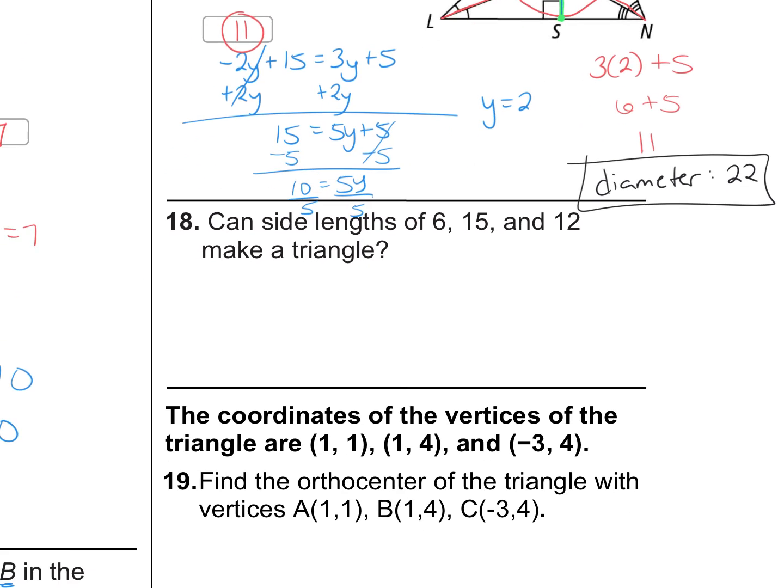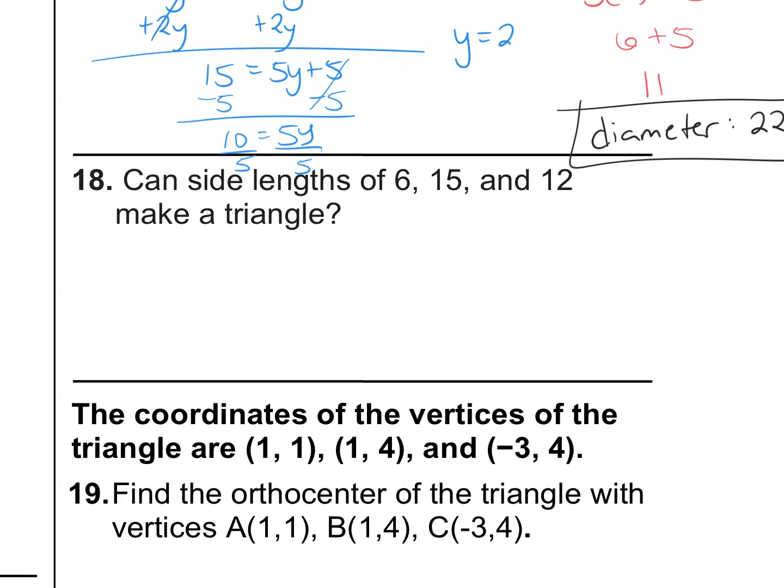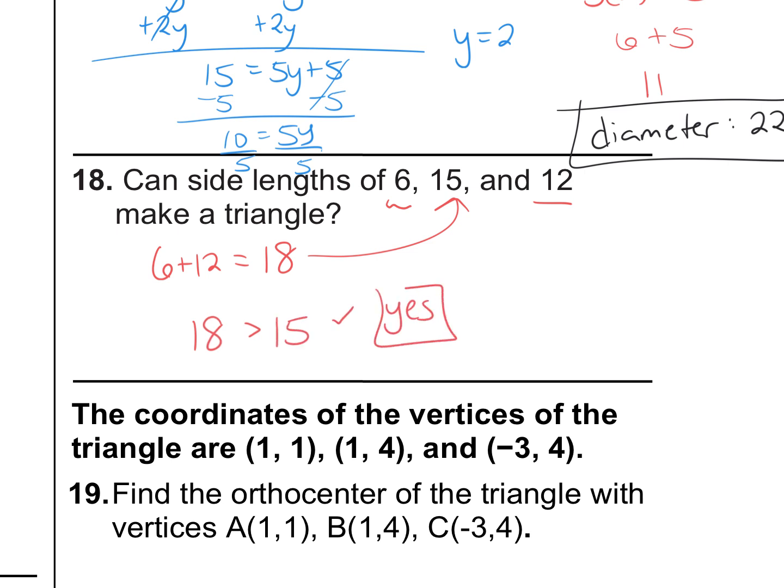All right. Number 18. Can side lengths of 6, 15, and 12 make a triangle? Yeah. How do you know? Because you add 12 and 6. Right. Take your two smaller sides and add them together. 6 plus 12 is 18. What does this have to be compared to the larger side? 18 has to be greater than the larger side. Is that true? Yes. What a lot of people do, if they see this, is add the first two numbers that they see. Can you do that?